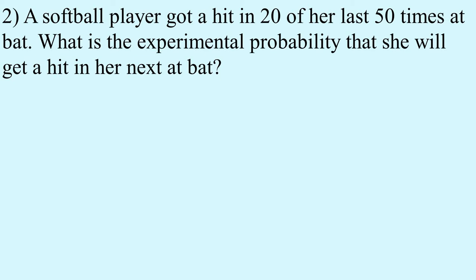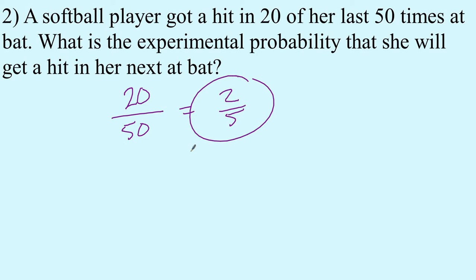So, a softball player got a hit in 20 of her last 50 times at bat. What's the probability that she will get a hit in her next at bat? Well, she can get 20 successful ones out of a total of 50. That's 2 out of 5.